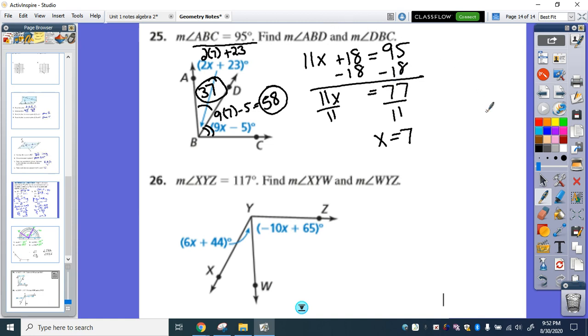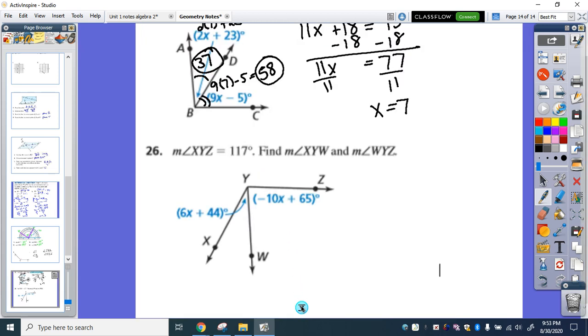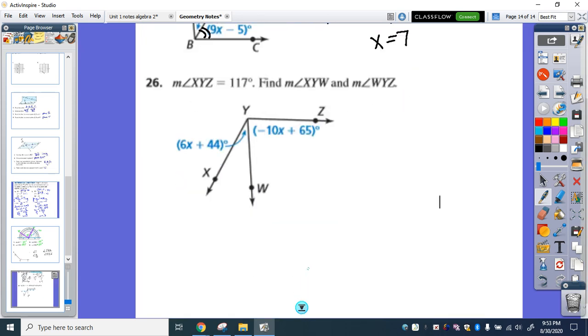So just be careful. You've got to read your questions carefully to see, did they ask you to find x, or did they ask you to find the measures of the angles or segments? If they ask for the angles, you're going to have to plug your answer back in. All right, and the last question of our review here, we've got the same idea. XYZ is the whole thing. So here's our total. Let's add up some like terms.